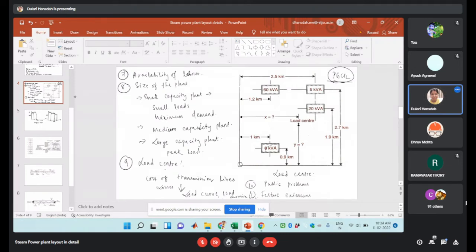Okay, so that should be located near to that power generation unit. The reason is that it will minimize the cost of transmission line. Another one is the losses which will occur during the transmission.